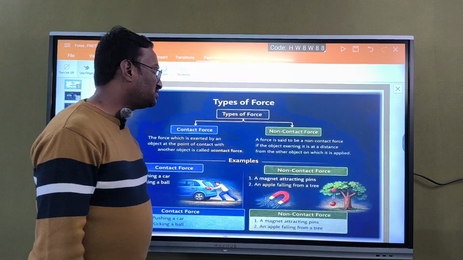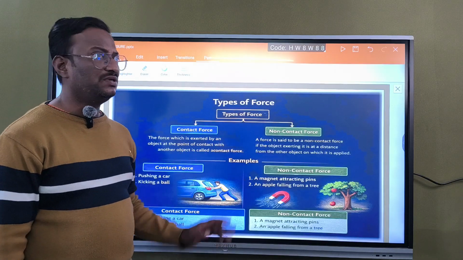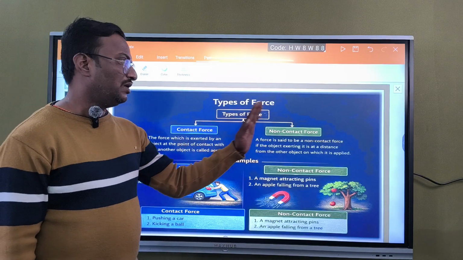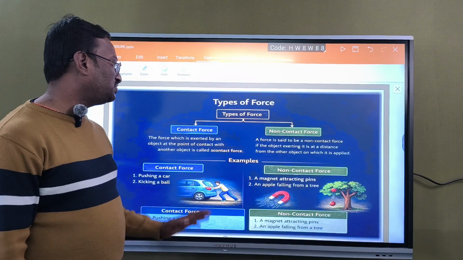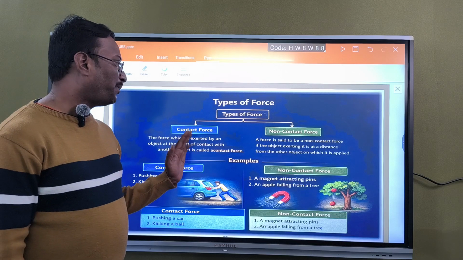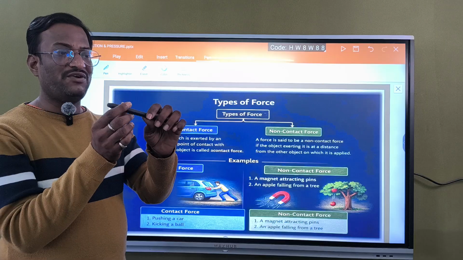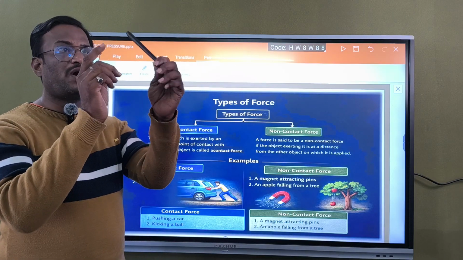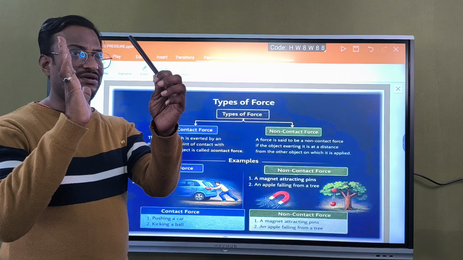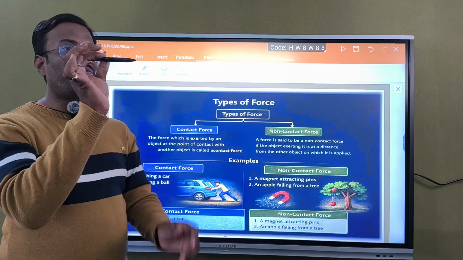We go for the next concept. Types of forces. Forces have been classified into two types. One is contact force and the other is non-contact force. A contact force is the force exerted by an object at the point of contact with another object. Suppose I want to throw this pen. Pen is one object, my hand is another object. I am applying force on this pen with the help of my hand.